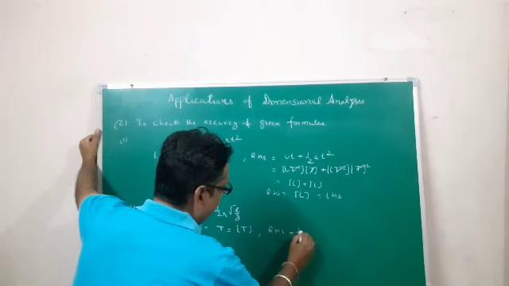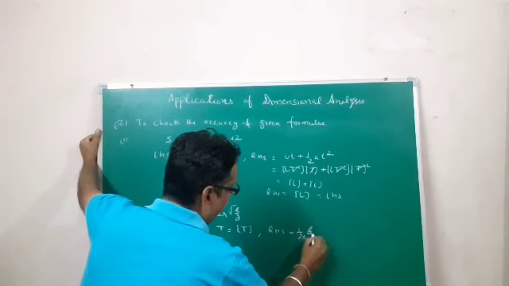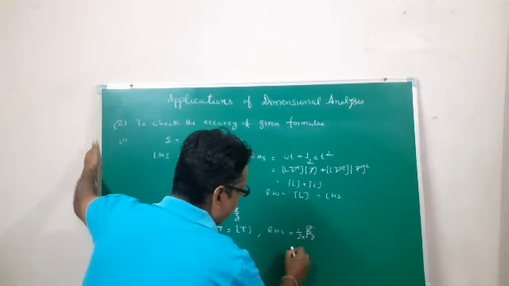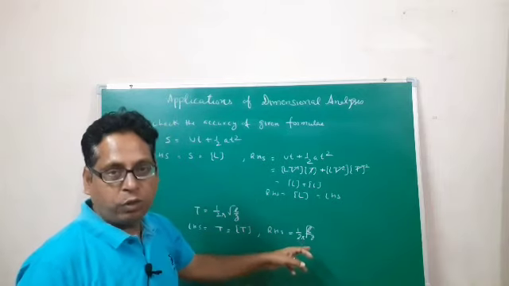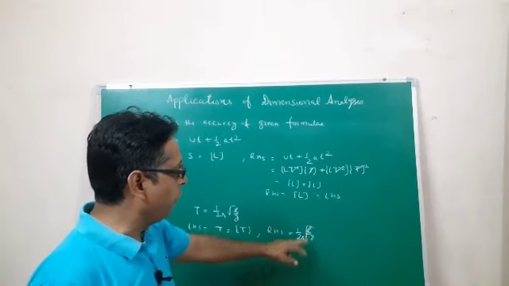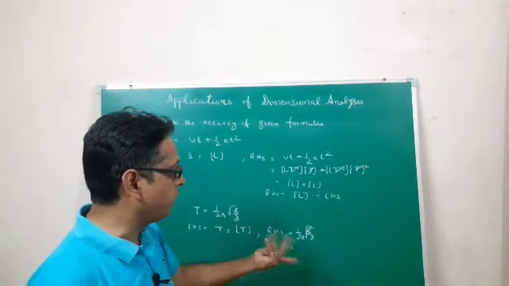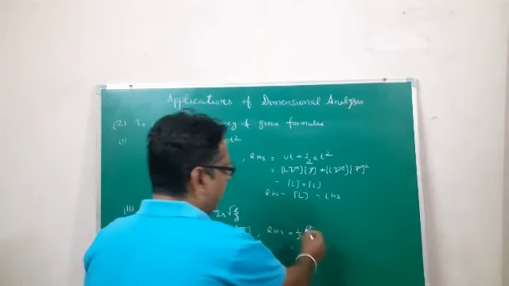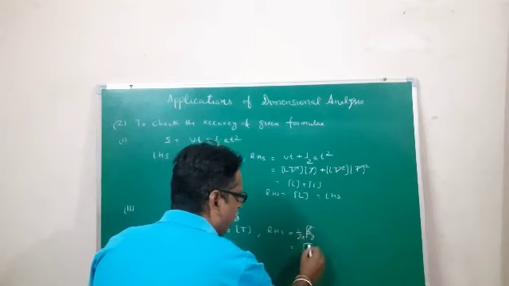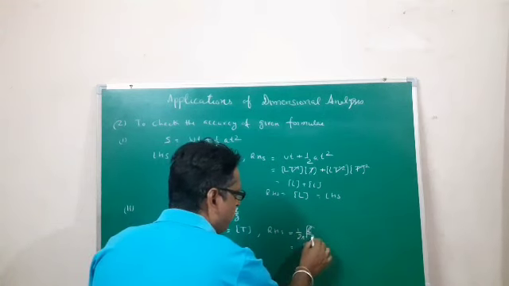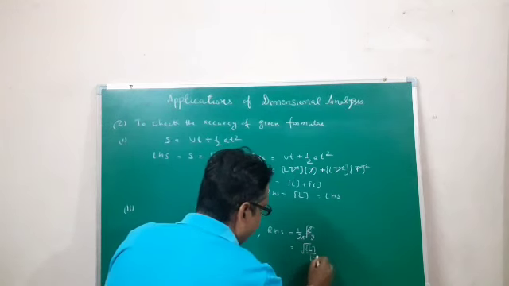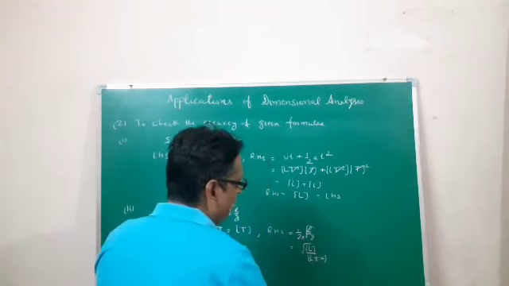Right hand side I have 1 upon 2 pi under root L upon G, right? So if we write its dimensional formula, pi is constant, 2 is constant, that means constants are dimensionless quantities. So we are ignoring them because they are dimensionless. So what I am left with is under root L upon G. L is length, no doubt, and this is your acceleration due to gravity, which is LT minus 2, right?